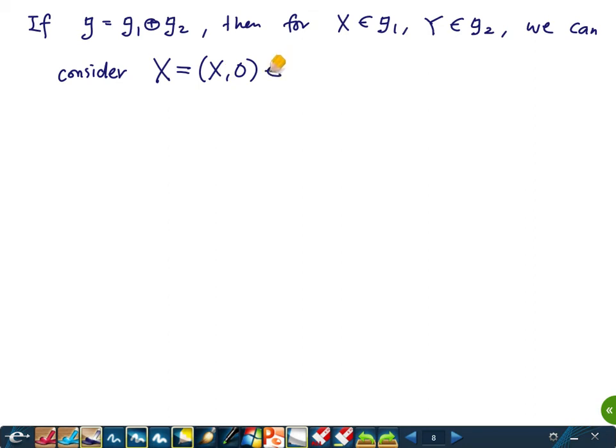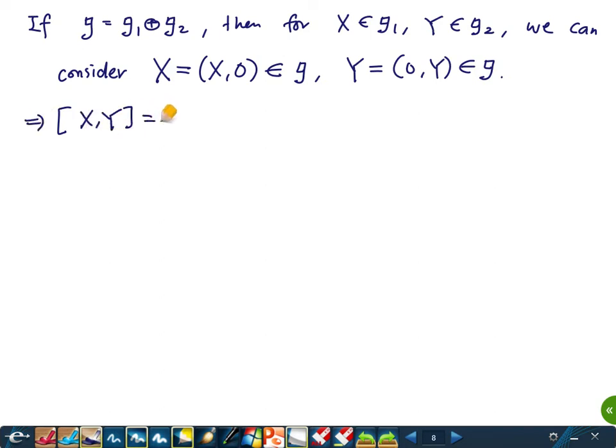This is in G, right? And 0 comma Y is in G. So something comma 0 and 0 comma something. Let's see what happens in this case.